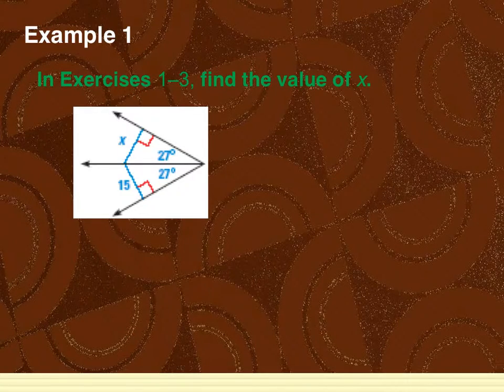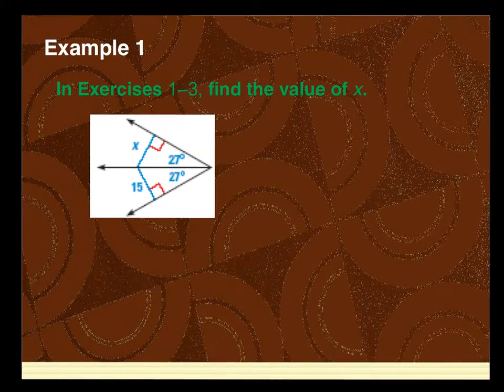This says exercise, oh, this is just one. You'll see it on the next slide. Find the value of x. So what are those 27 degrees telling you? Why are they there? Showing that the two angles are equal, which means what? That ray is the angle bisector. If it's the angle bisector, then x and 15 are going to be the same. X is 15.